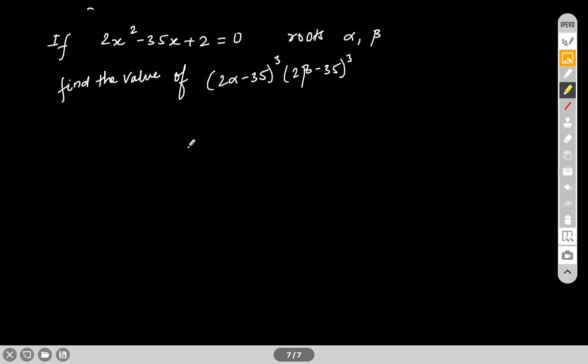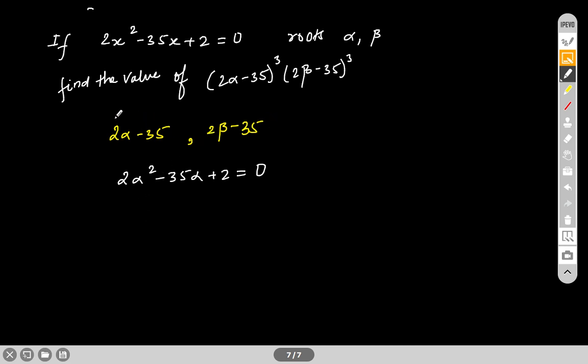Okay, let's do this. First of all, tell me an equation whose roots will be 2 alpha minus 35 and 2 beta minus 35. Again, try the same approach. Since alpha and beta are going the same fate, you can put alpha in the equation. Correct? Yes or no?